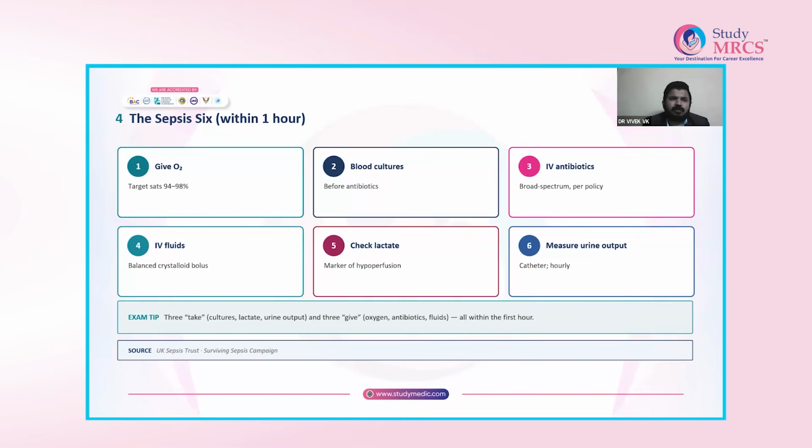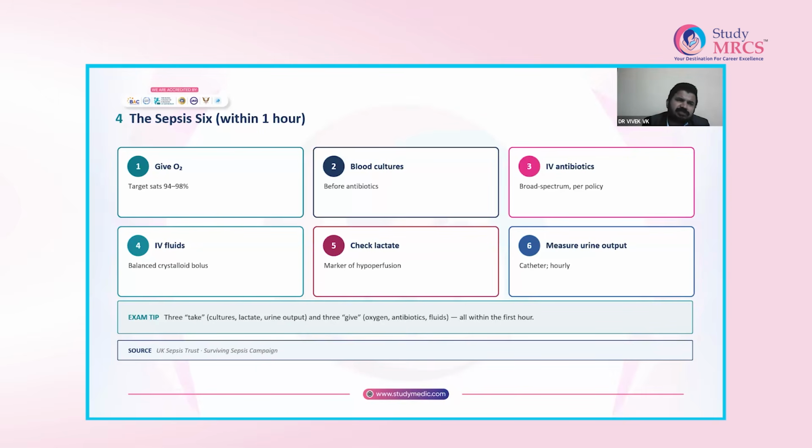And finally, you have to measure the urine output. You can put a urinary catheter and you have to monitor the urine output hourly. So these are the 3 things you have to take from the patient. That is a blood culture, lactate, and the measuring of the urine output. What are the things you have to give to the patient within 1 hour?